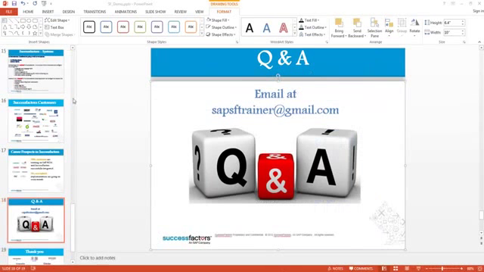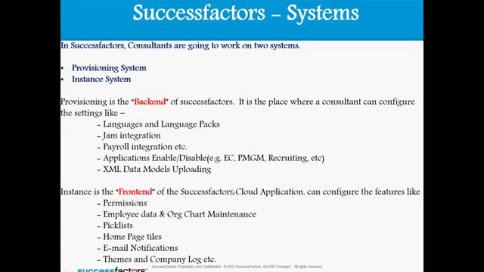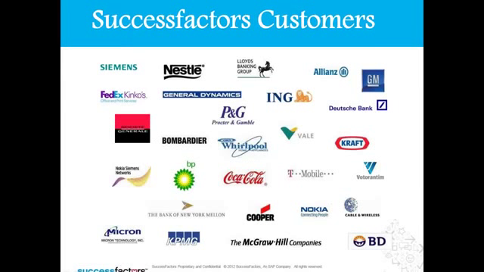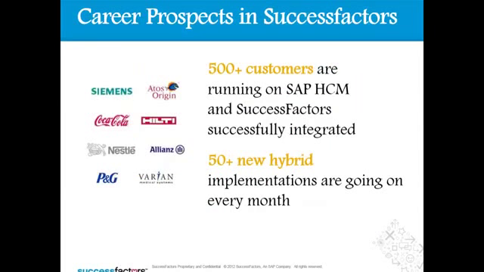Let us continue with our presentation. Yeah, we have seen the front end and back end systems. SuccessFactors has more than 3,600 customers now. Of them, a few of the customers are Siemens, Nestle, Allianz, ING, Deutsche Bank, P&G, then Whirlpool, Kraft, Koch, Cooper. All these are a few of the customers.